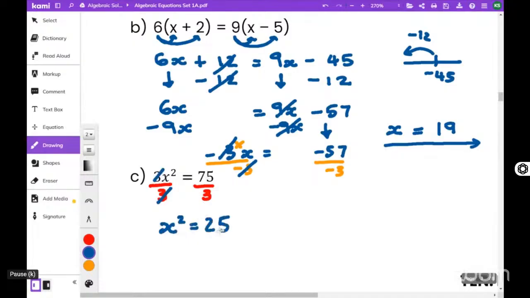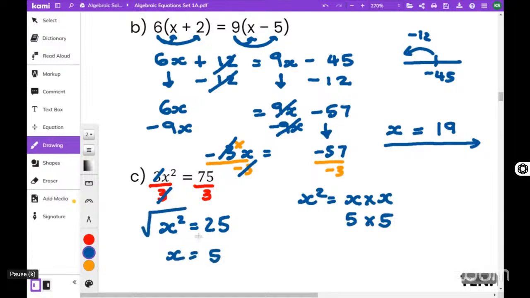75 divided by 3 is 25. X squared means x times x. What does that mean? It means 5 times 5. 5 times 5 is 25. So x is equal to 5. How do we get that? We square root both sides. All right, or we know x is equal to 5 because 5 times 5 is 25. Done.